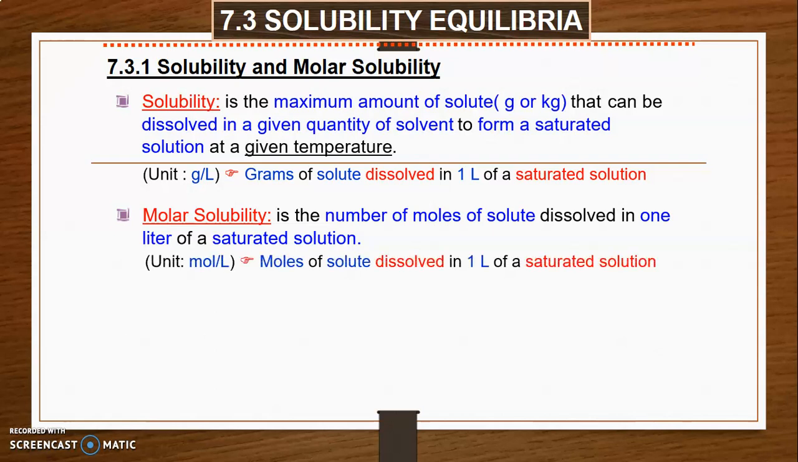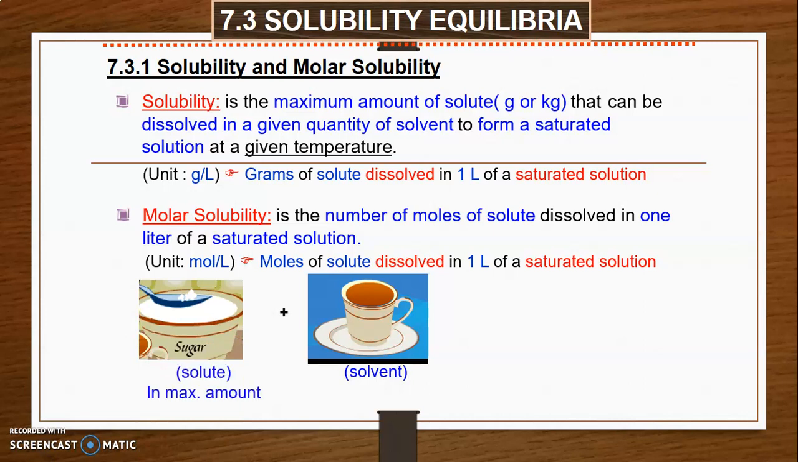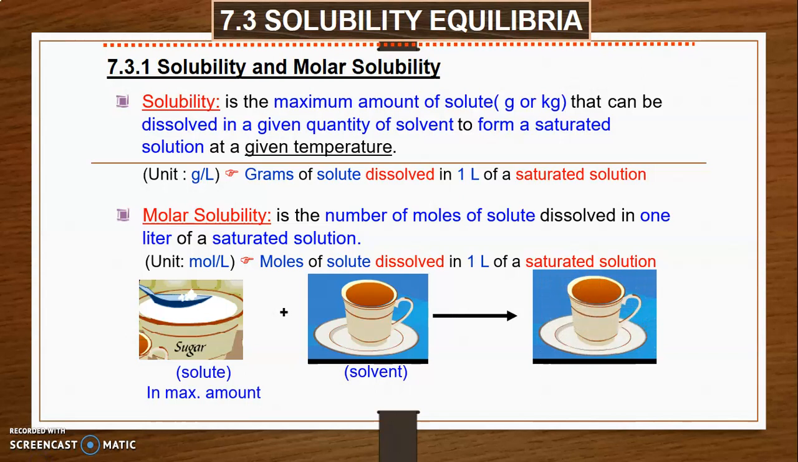Look at the example given. Let's say we have a cup of bitter coffee. This is what we call a solvent. So, to reduce the bitter taste, we decide to add sugar in maximum amount. Sugar is the solute. So, this will result in a very sweet coffee, which we call a saturated solution.